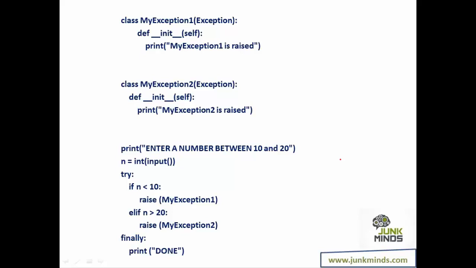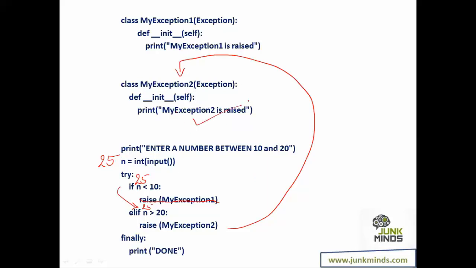So over here, I've generated an exception for my own case using a class which we have defined on our own. Now, suppose the value of n was 25. Then when I go in this try block, 25 less than 10 is false, so this does not execute. So I come to this elif. 25 greater than 20 is true. Raise myException2. It will invoke this particular class, myException2 will get executed, and it will say myException2 is raised. So this is how my program is going to work.